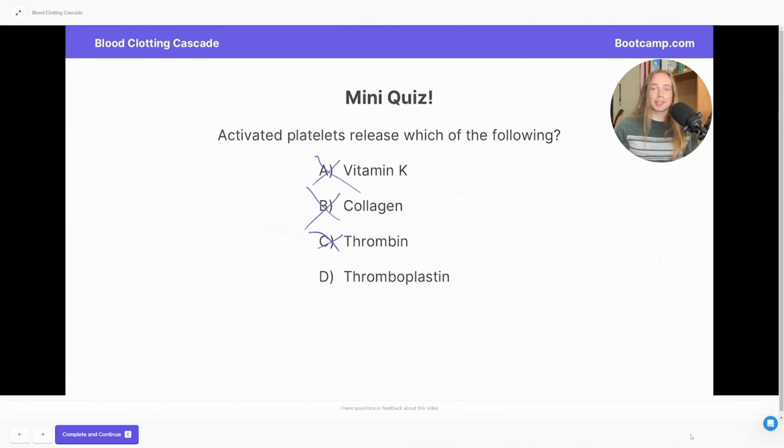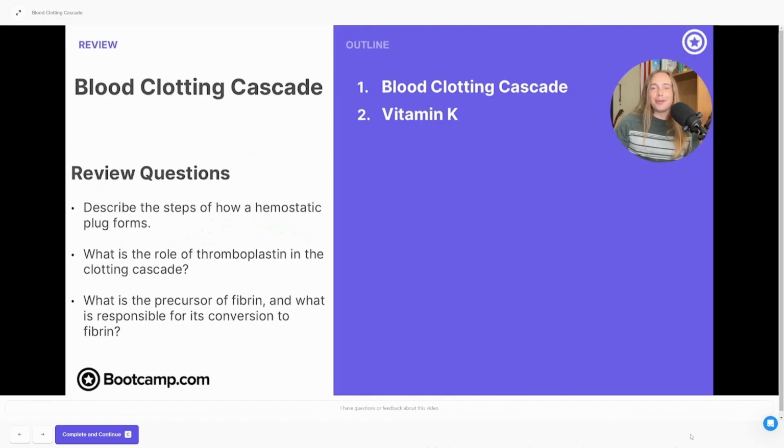Remember, thromboplastin is released by activated platelets and it has the job of converting prothrombin into thrombin. Now that we've had our mini quiz, let's go ahead and do a few review questions to see what you learned today. First, describe the steps of how a hemostatic plug forms.